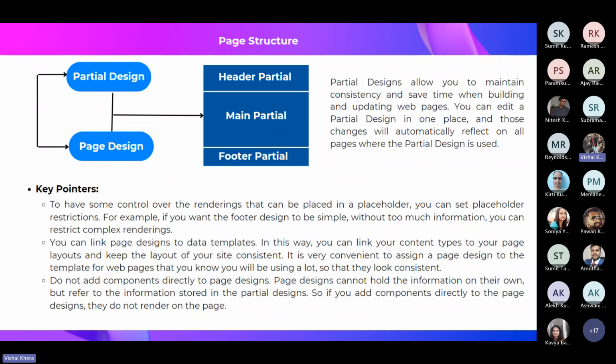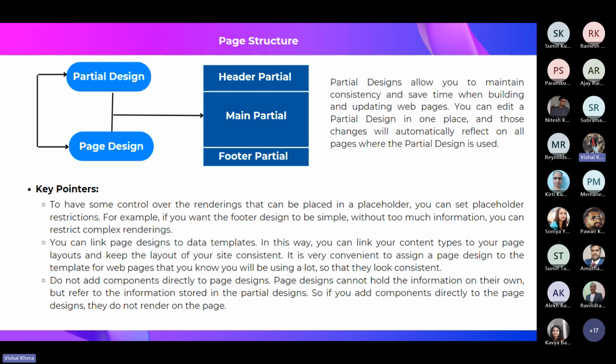Sometimes we want to control the renderings, like control the authors. In the footer, we don't want authors to add complex components. We want only rich text, image, or link list to be added into the footer. So in the placeholder settings, we can set some allowed controls, so authors can add only those components. We can restrict those things at the placeholder level.